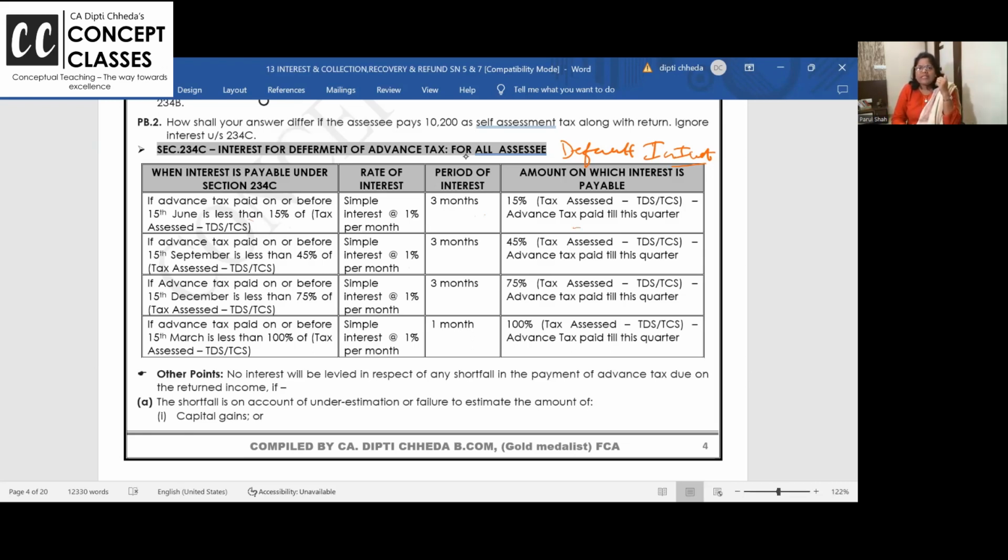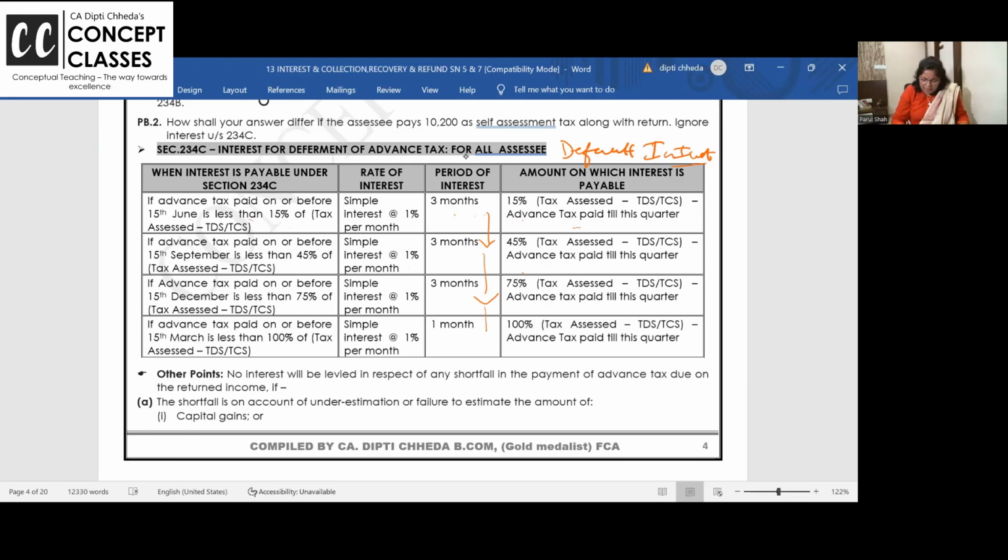15 June to 15th September. On 15 June you have missed paying the tax, but by September you might pay the tax, no? So first you calculate for 3 months. September to December, 45% of tax minus some tax you have paid, but it is less. Then on the less tax paid, 3 months.